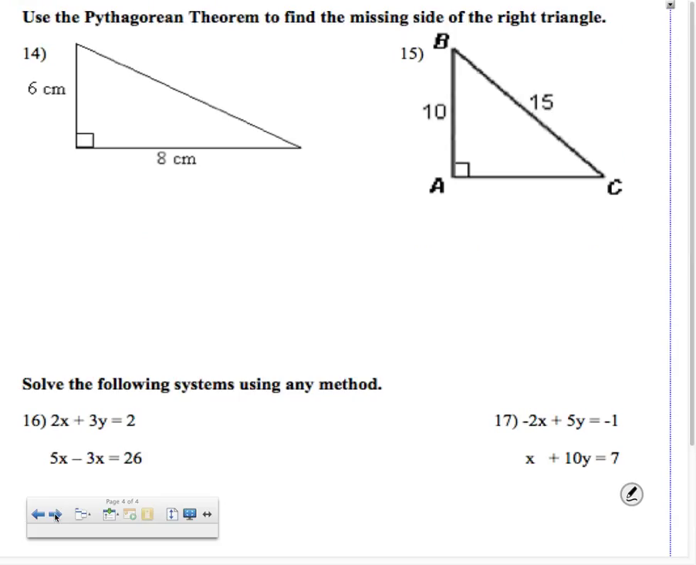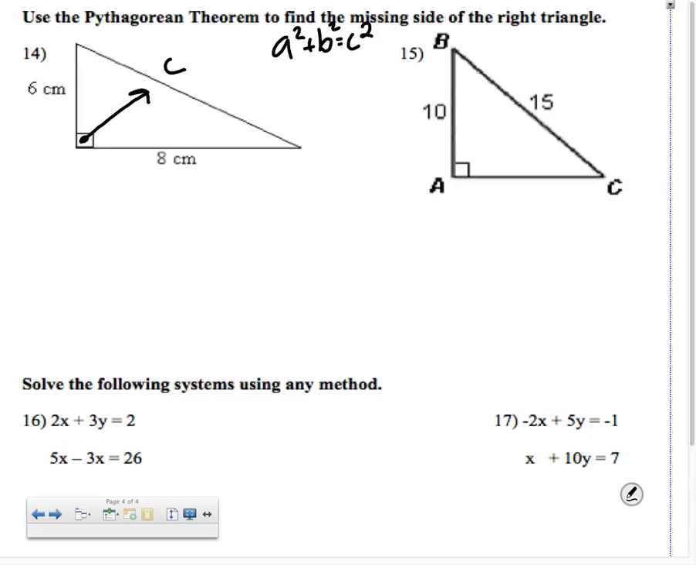The next ones are also triangle problems, but they're Pythagorean problems. So Pythagorean problems revolve around this formula: a squared plus b squared equals c squared. And if you don't remember, c is always the side that's opposite the right angle. It's the longest side of the triangle. So I put my pen on the right angle mark, I draw an arrow, that's my c.